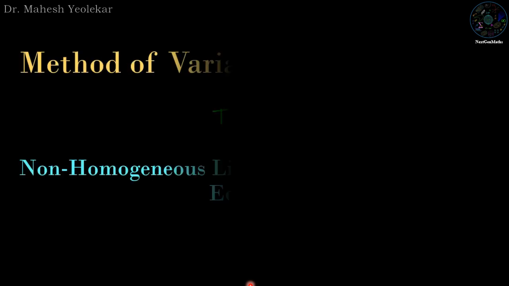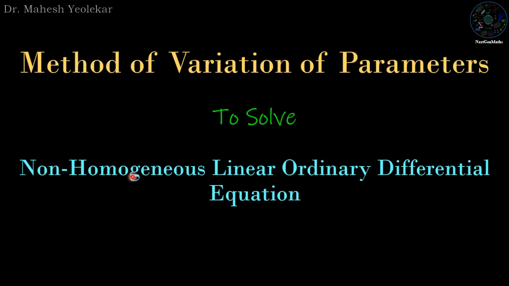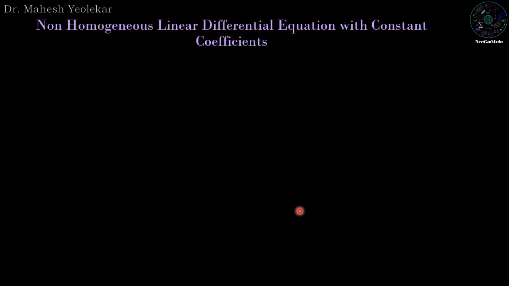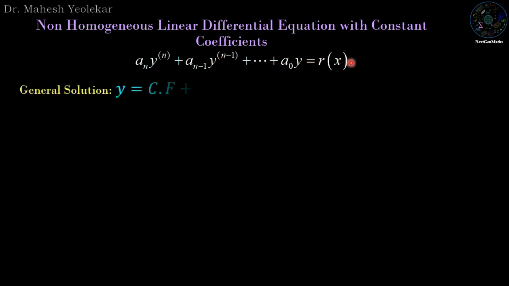In this video, we are going to discuss the method of variation of parameters to solve non-homogeneous linear ordinary differential equations. The standard form of a non-homogeneous linear differential equation with constant coefficients is a_n times the nth derivative of y plus a_(n-1) times the (n-1)th derivative of y plus ... plus a0 y equal to r(x). The general solution of a non-homogeneous differential equation is y equal to CF plus PI.